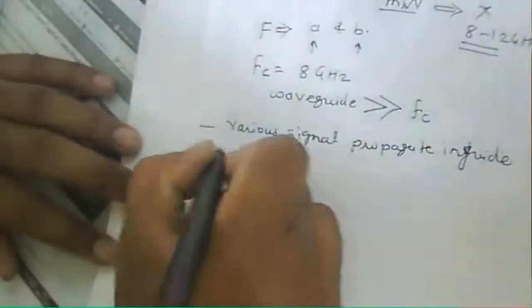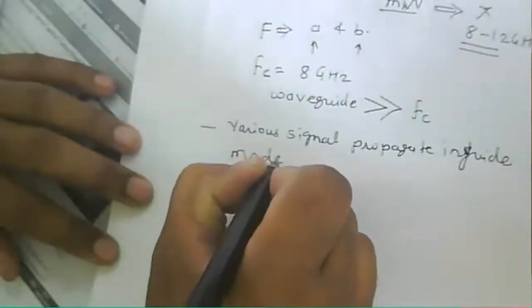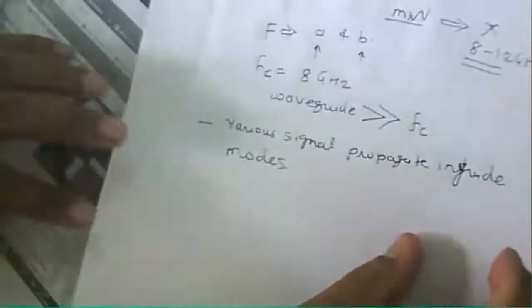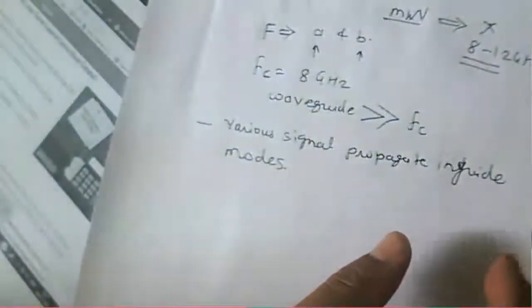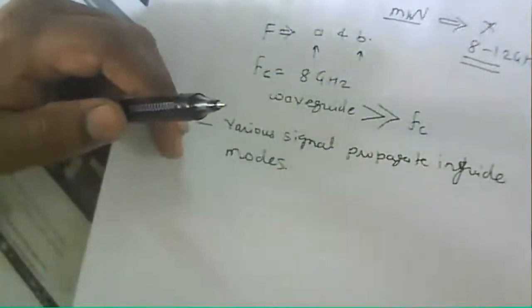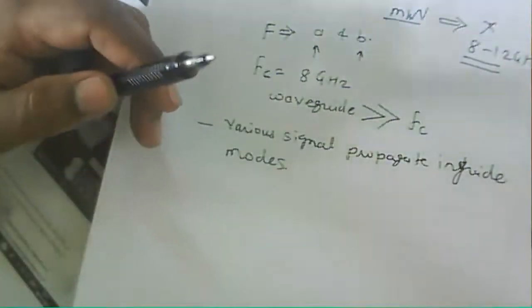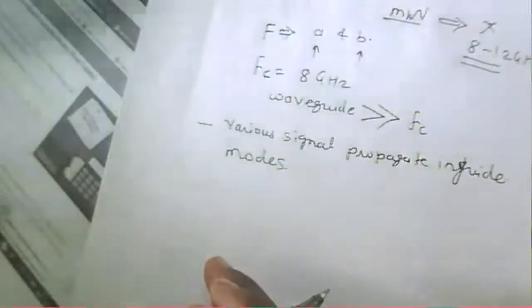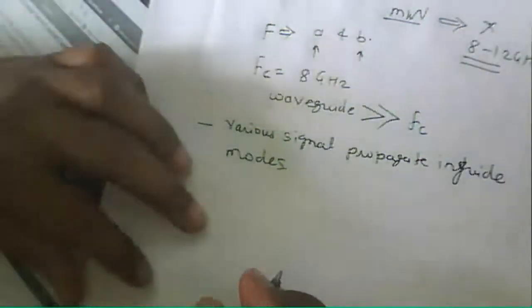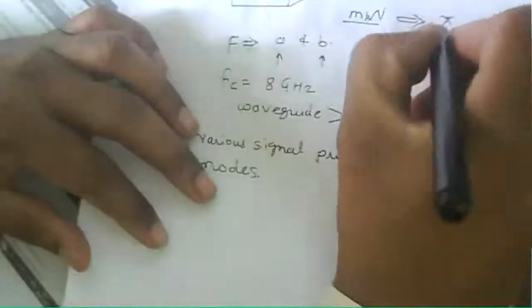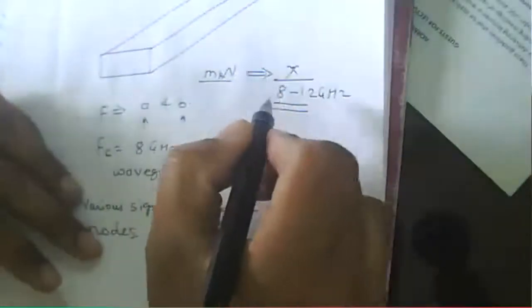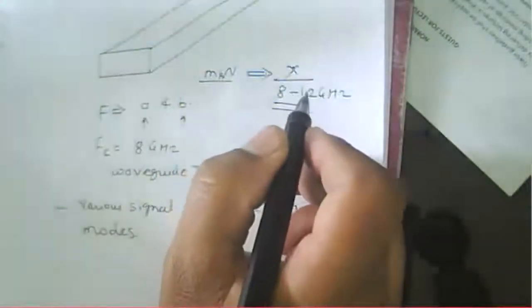What are the various modes? So just remember that. And someone is asking how it can be high pass, because the frequency range is from 8 to 12 gigahertz. We are saying X band is about 8 to 12 gigahertz.